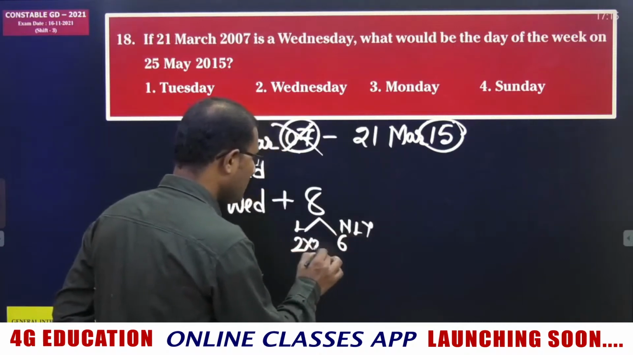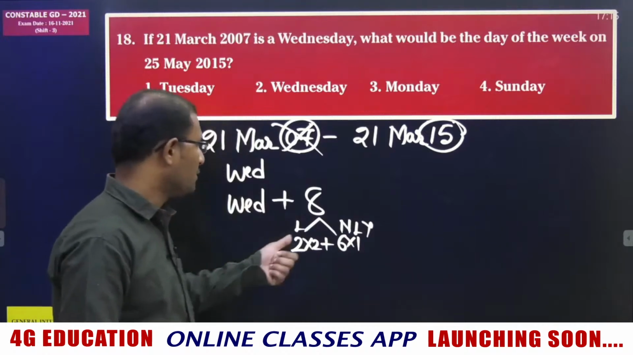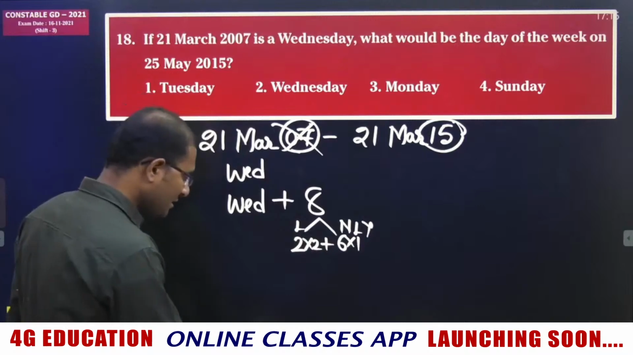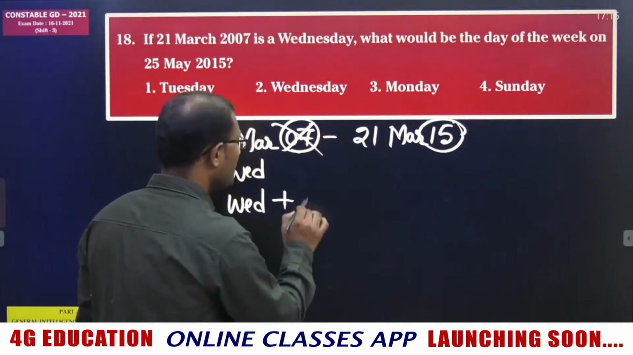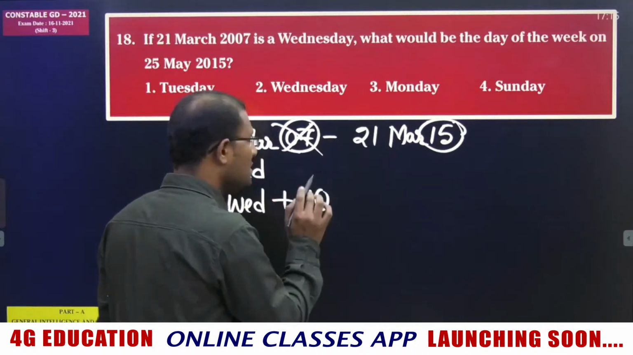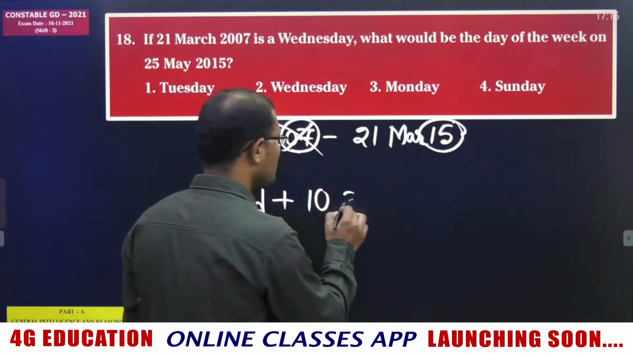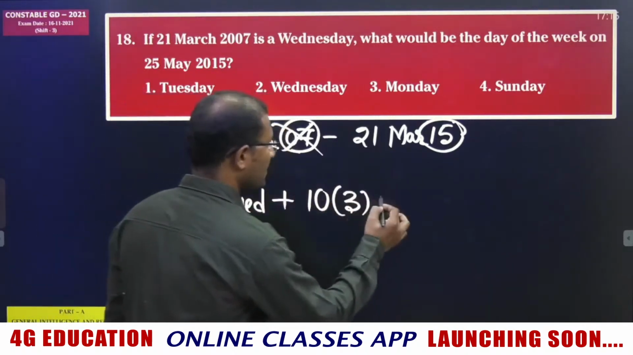For every leap year, 2 odd days are there. For every non-leap year, 1 odd day is there. 2 into 2 is 4. 4 plus 6 is nothing but 10. 10 odd days are there out of these 8 years. As 10 is more than 7, if you apply the odd days concept again, we are going to get 3. It means Wednesday plus 3.